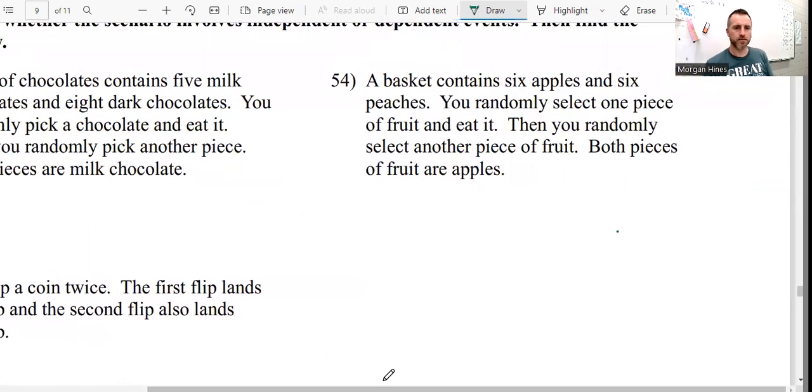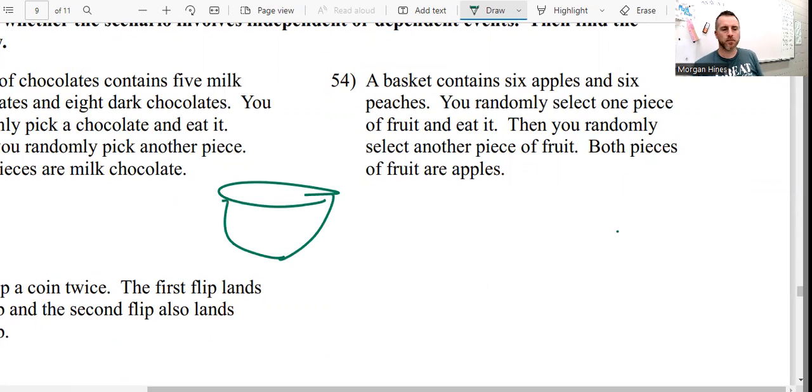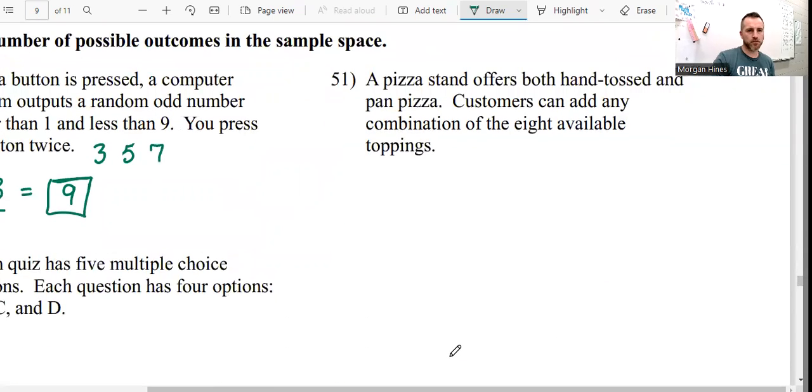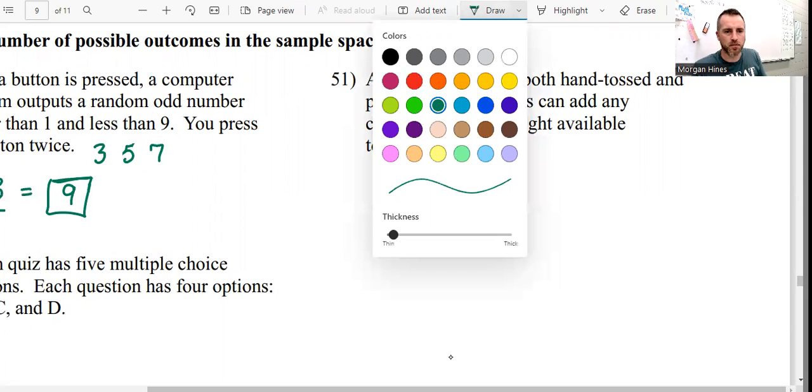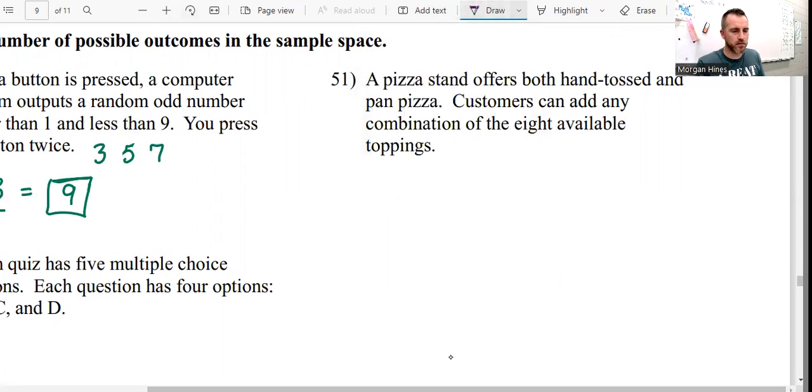Let's try 54. A basket contains 6 apples and 6 peaches. You randomly select one piece of fruit and eat it. Then you randomly select another piece of fruit. Both pieces of fruit are apples. Hold on a second. Wow. Scrolled up to the wrong spot. Let's talk about the pizza stand first. I was like, this is a more complicated problem. As it's late, I'm losing my mind. It's also late in the year.